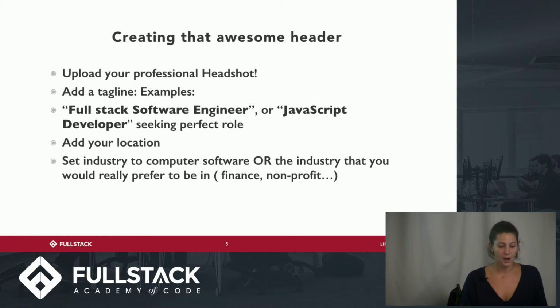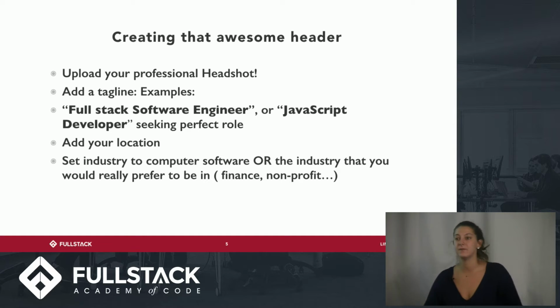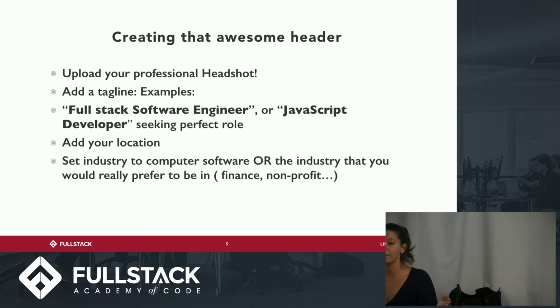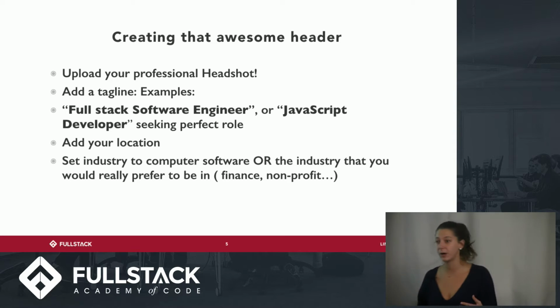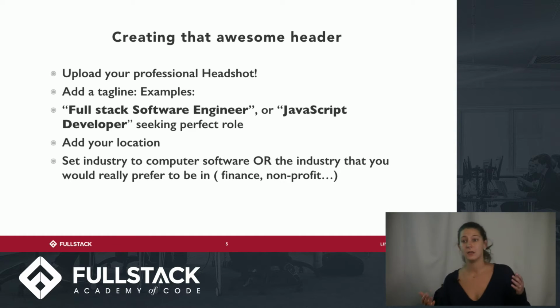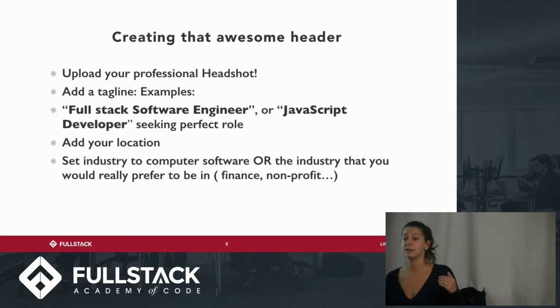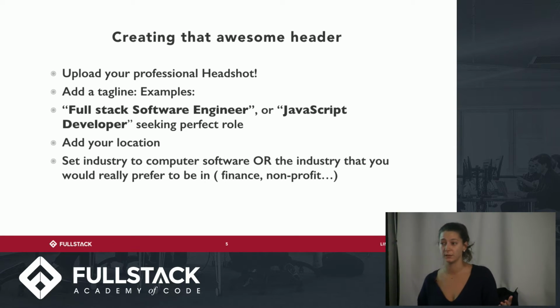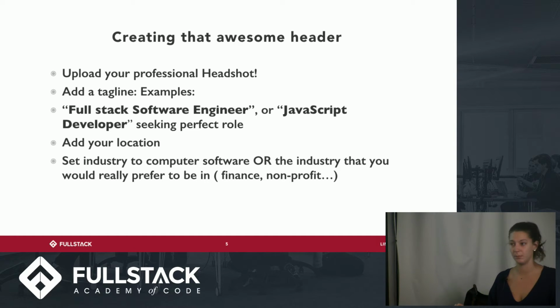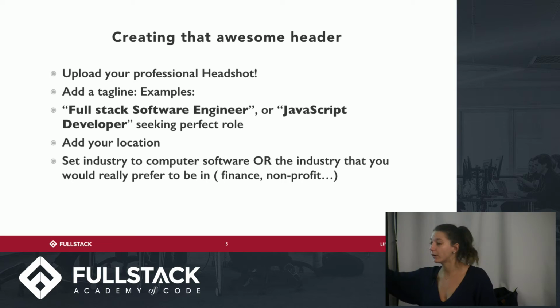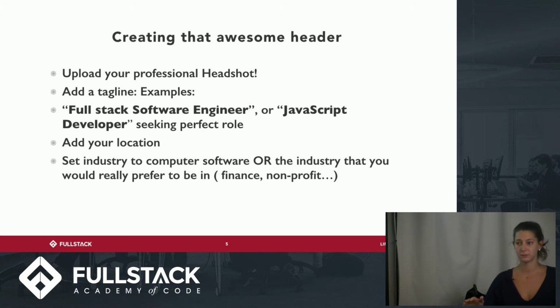Add your location. Set industry to computer software or an industry that you would like to be involved in. So for example, if you are only looking at fintech, obviously you should write fintech. Or if you're only concentrating on nonprofit, then put nonprofit. Because again, when recruiters are doing searches on LinkedIn, these are things that we can select. So when we say, okay, industry, nonprofit, if you don't have nonprofit, you're not going to come up in that search, right? So you want to have as many keywords or different areas of the searches that recruiters do to match what you're looking for. Does that make sense? Cool.